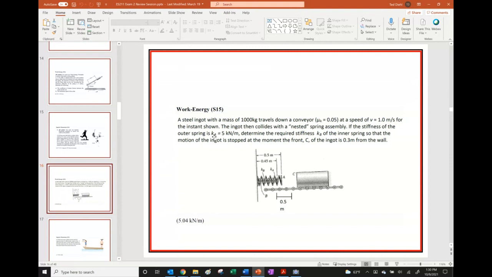And the ingot collides with the nested spring assembly. That means a spring inside a spring. If the stiffness of the outer spring is 5 kilonewtons per meter, determine the required stiffness of the inner spring so that the motion of the ingot is stopped at the moment the front of C is 0.6 meters from the wall. Now, the really hard thing here is to try to keep track of all this information. And diagrams are pretty much the only way that you're going to be able to keep stuff straight.